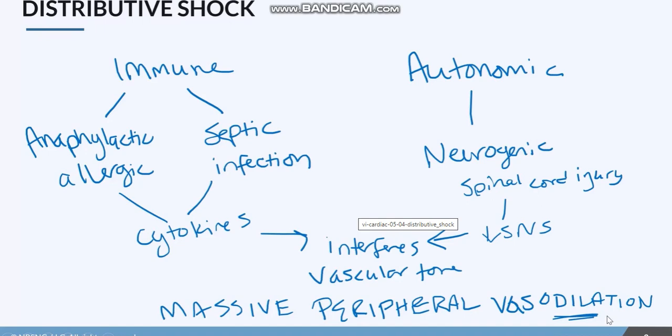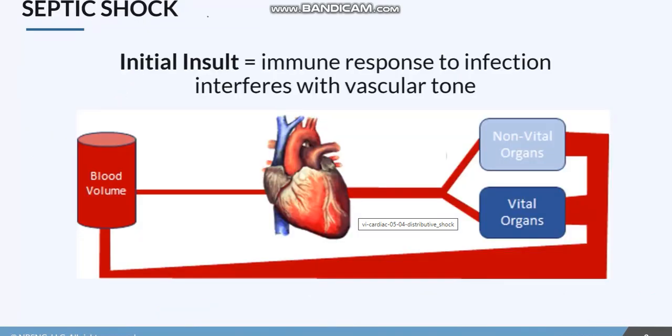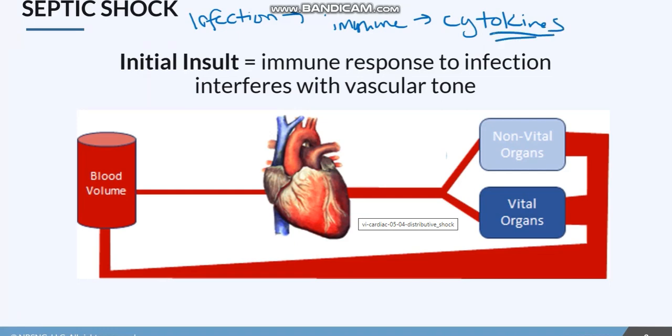Now, for this lesson specifically, we're going to focus on septic shock because it's the most important one. It's the one you're going to see the most often. So let's see what happens in the body. You get this infection and it causes this immune response and it releases these cytokines. Okay, those cytokines are going to go into the system and cause that massive peripheral vasodilation.